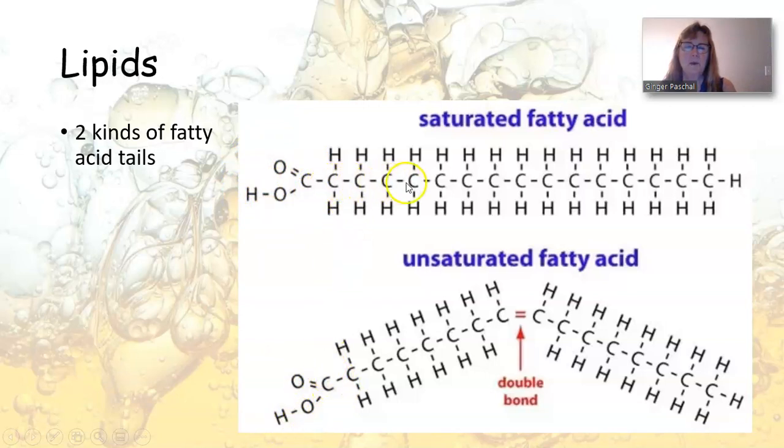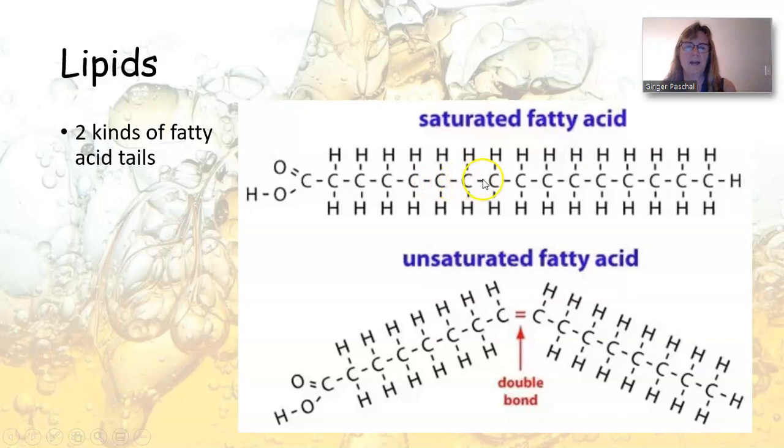This fatty acid tail is made of a whole bunch of carbons, all single bonded to each other. Each of these lines represents a single bond. And on each of these carbons, you can see that there are 4 lines coming off of it because carbon is unique in that way. It makes 4 covalent bonds. So it's sharing electrons with this hydrogen, this hydrogen, this carbon, and this carbon. Just a quick review of covalent bonds. So you can see that there are all single bonds between all of these carbons.